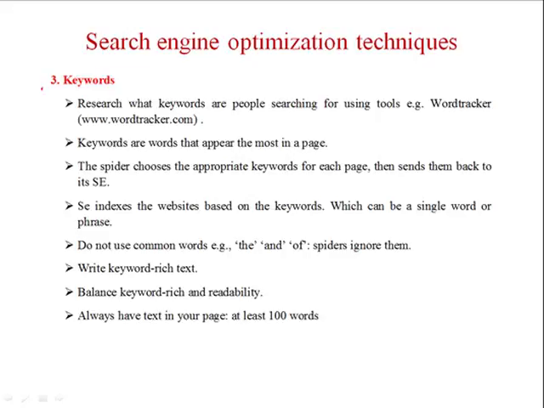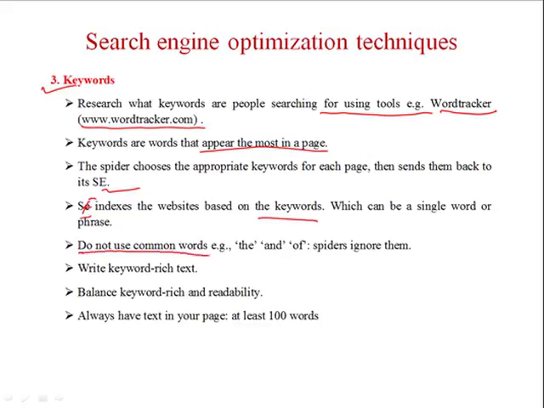Third important thing is keywords. Research what keywords people are searching for using a tool, for example, Wordtracker, www.wordtracker.com. Keywords are the words that appear the most in the pages. The spider chooses the appropriate keywords for each page and then sends them back to the search engine. Search engines index the websites based on the keywords, which can be a single word or phrase.